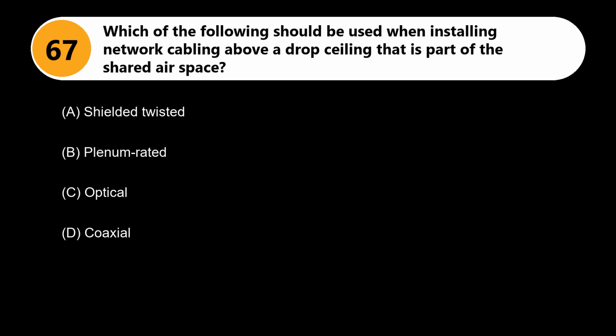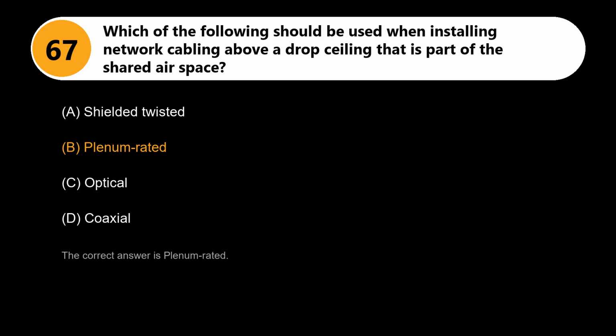Question 67. Which of the following should be used when installing network cabling above a drop ceiling that is part of the shared airspace? Option A, shielded twisted. Option B, plenum rated. Option C, optical. Option D, coaxial. The correct answer is option B, plenum rated.